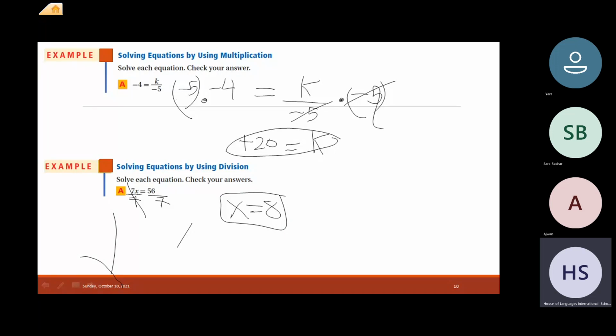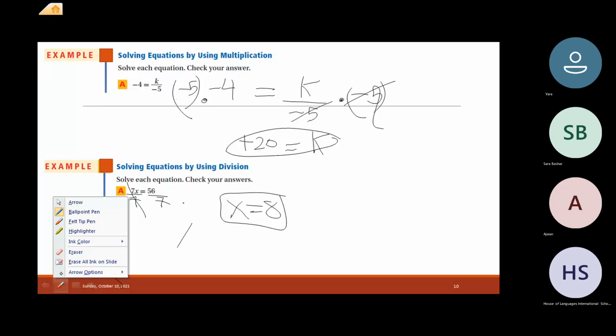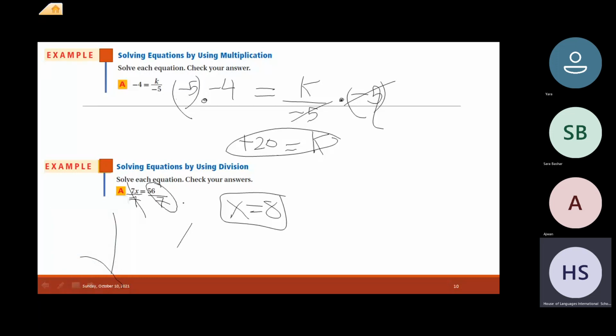Next time you will see why we did all this. If you want to check your answer, it must give you 56. You just replace x with 8. No, we will divide 56 by 7 to get it. Do you have any question now? Yes, that's great. How is 5? Because it's going to be opposite from 5.